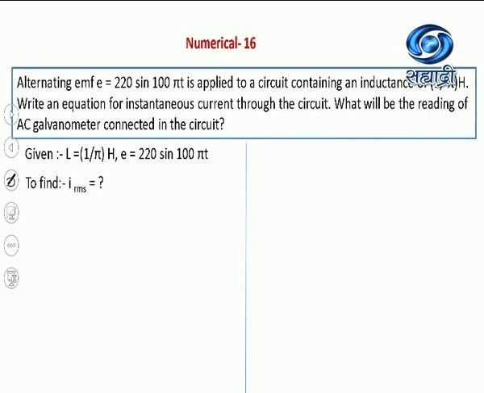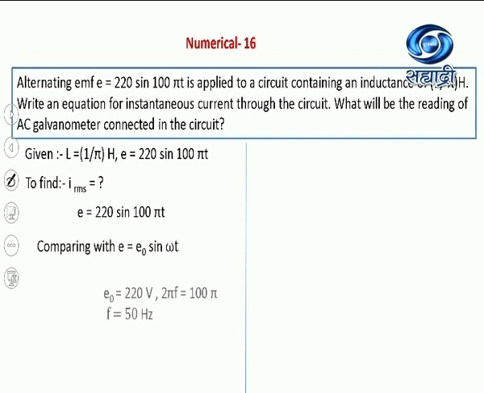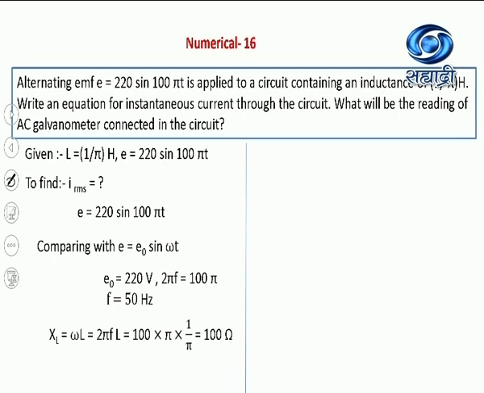Now here we have to find the RMS value of the current. Self-inductance is given as 1 upon pi Henry, and comparing the given equation with E naught sine omega t, we know that E naught is 220 volt and from this the frequency is 50 hertz. XL is equal to omega L, omega is 2 pi f, so it is 100 into pi, and L is 1 upon pi. Pi will get cancelled and we get XL equal to 100 ohm.